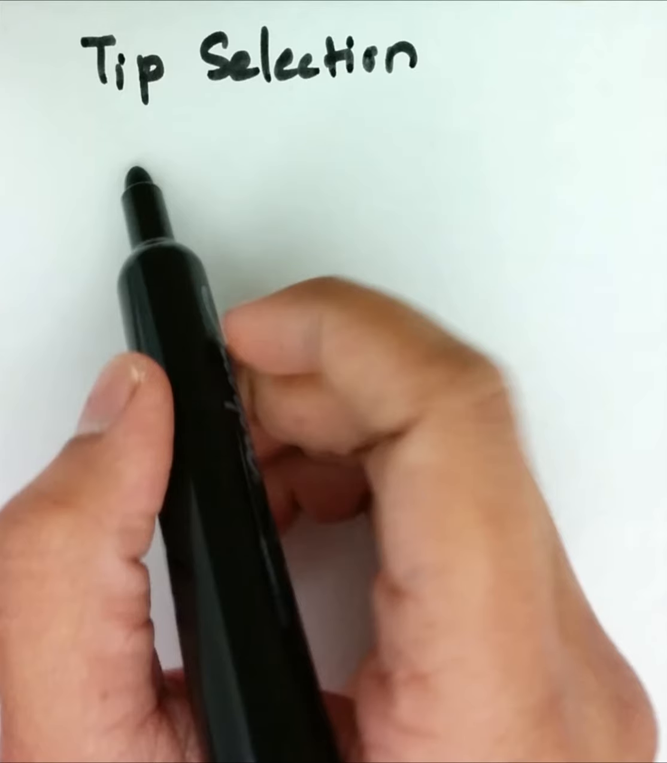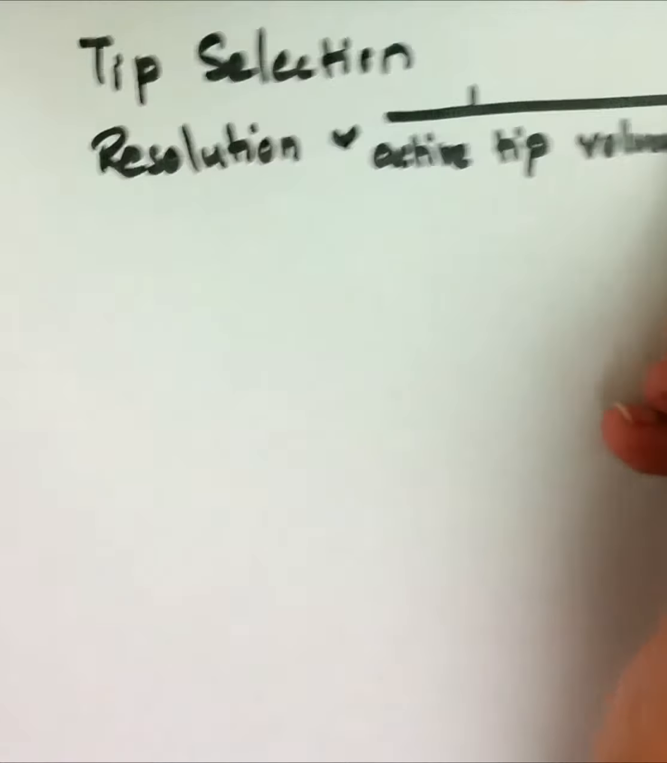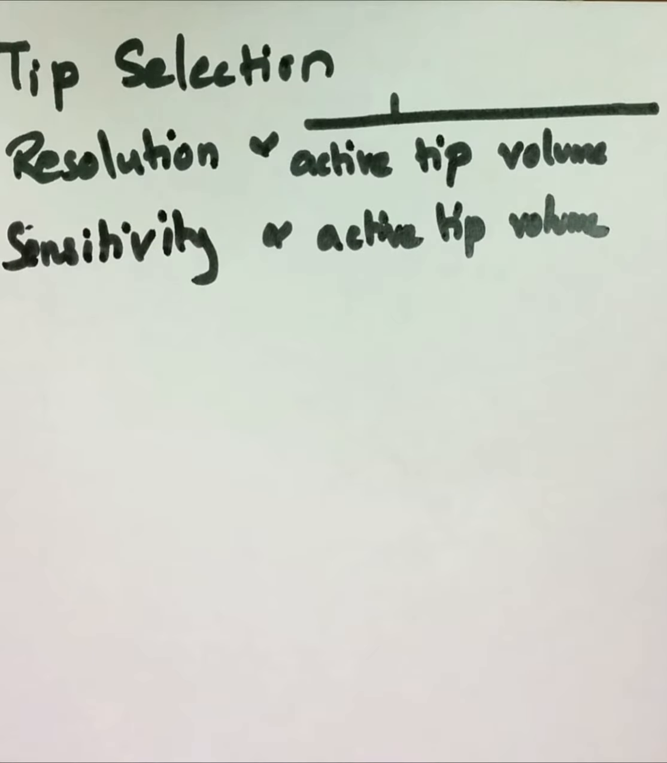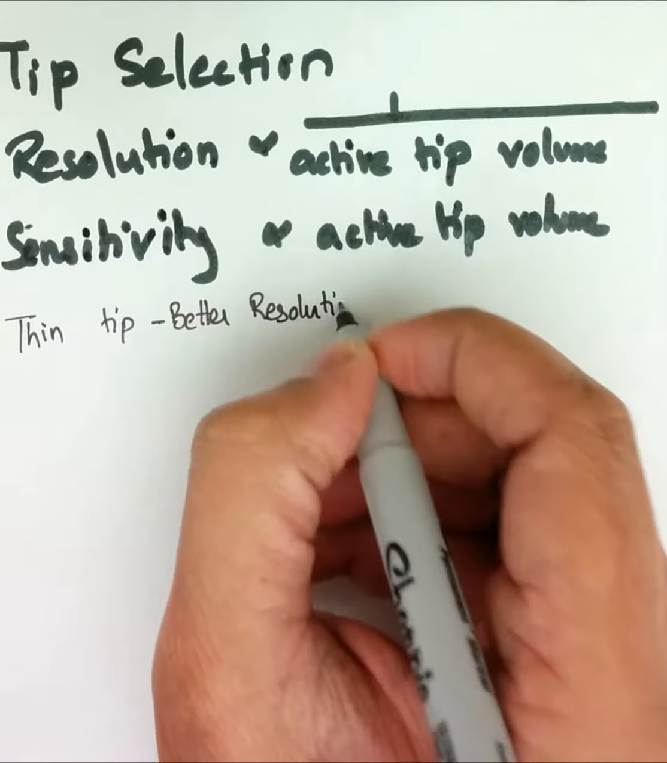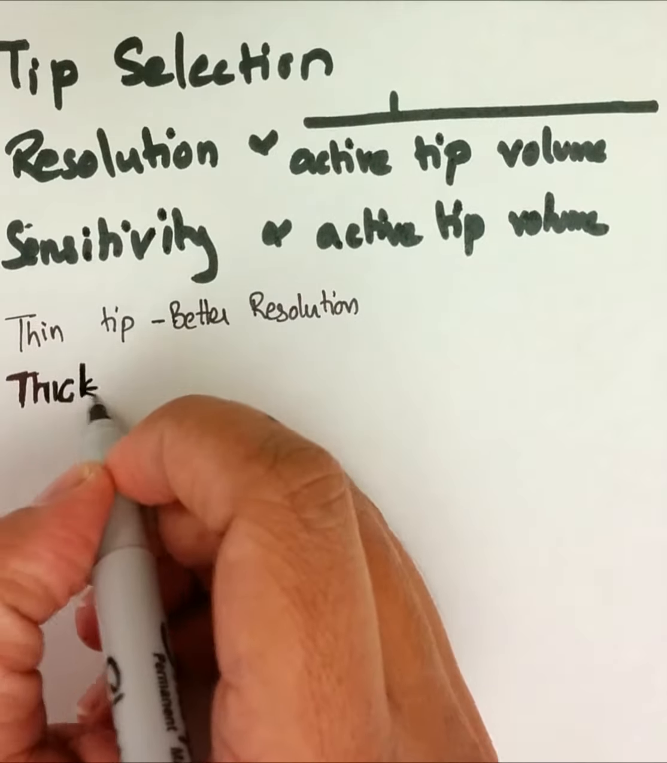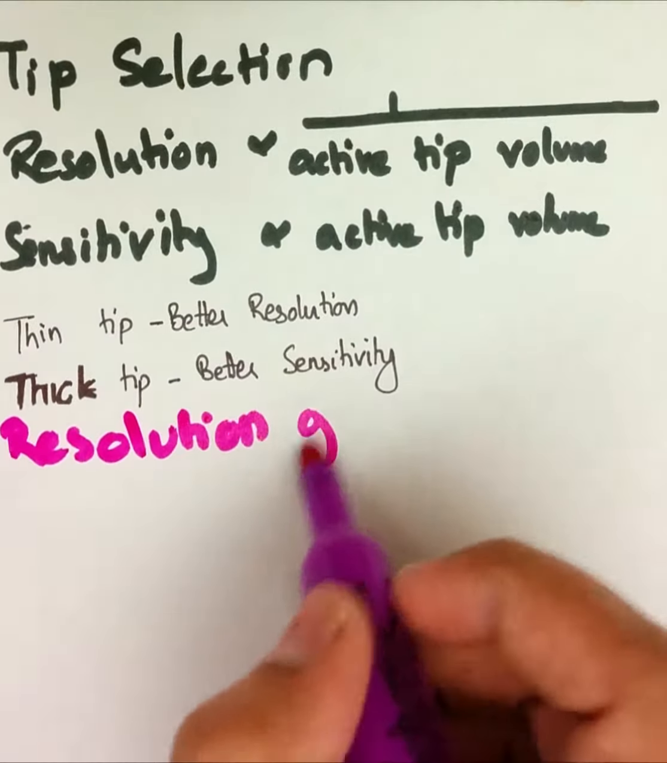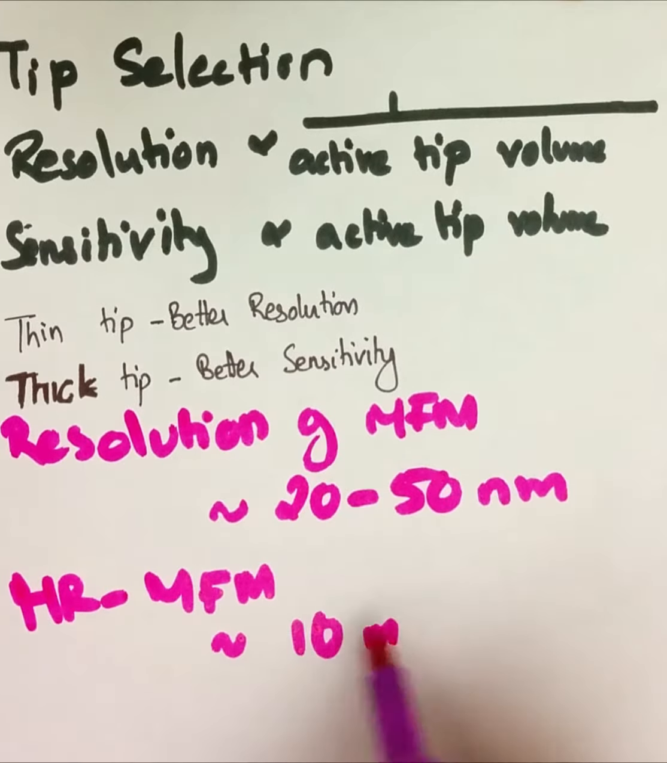The resolution of the imaging technique depends on the tip used. Thus, it is important to select the right tip for the job. The obtainable resolution of MFM is inversely proportional to the active tip volume, and the sensitivity is directly proportional to the active tip volume. Thus, it is not possible to maximize resolution and sensitivity at the same time. Thinner tips have a lower magnetic moment but can create a highly resolved image. Thicker tips have a higher sensitivity as a large moment causes them to deflect more in the presence of small fields. A typical resolution of an MFM is around 20 to 15 nanometers, and for high resolution techniques, it could go as low as 10 nanometers.